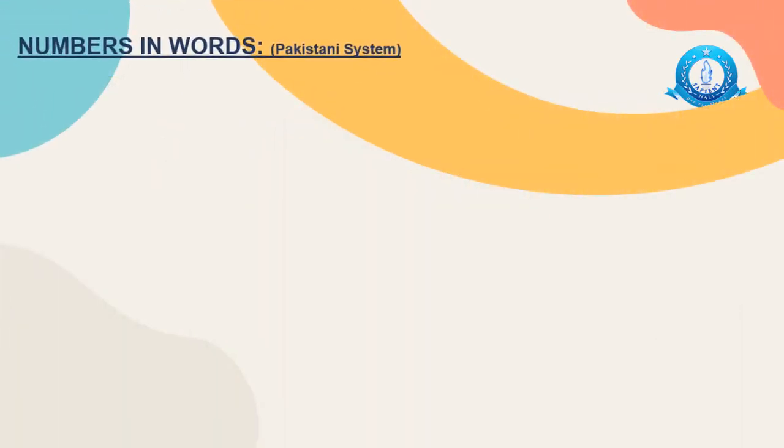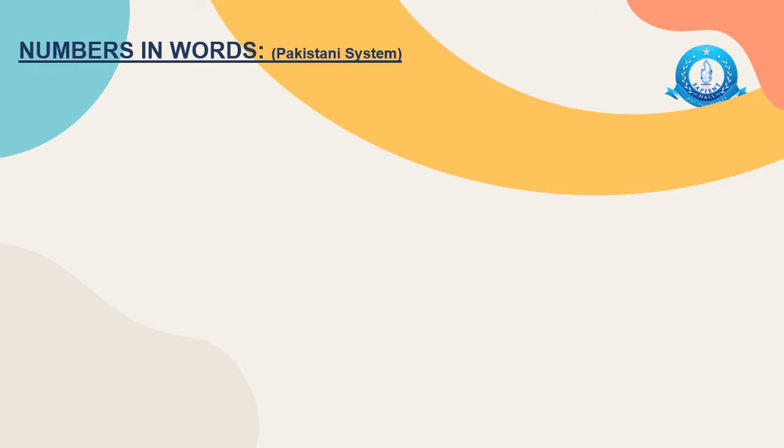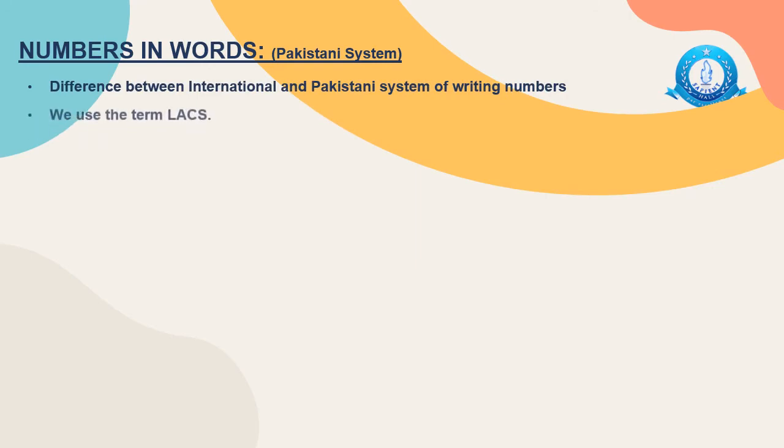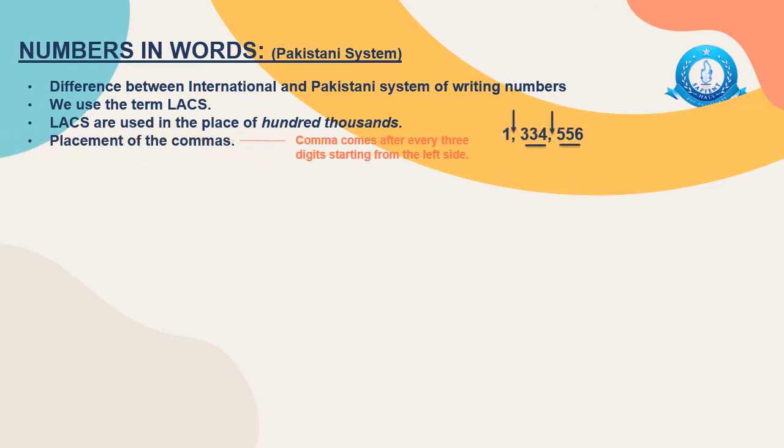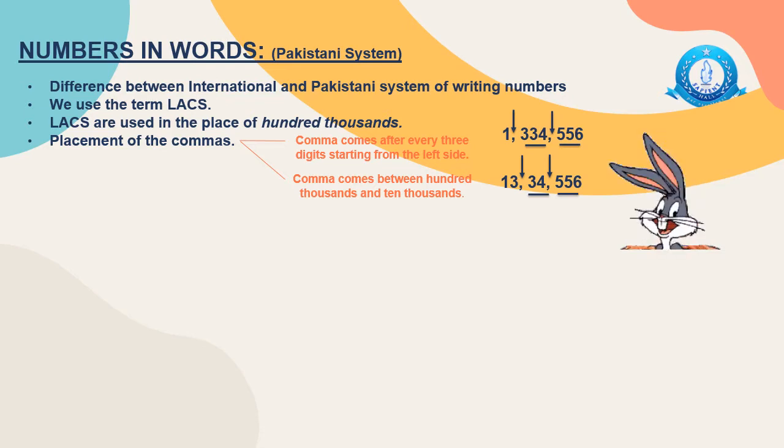Now that we have done the international system of millions, let's see what is the difference between this system and the Pakistani system. In Pakistani system, we use the term lakhs. Lakhs is the number in the place of 100,000s. So the main difference here will be the placing of the commas. In the international system, commas come between every group of 3 digits starting from the last digit. But in Pakistani system, the comma comes between 10,000s and 100,000s. So the first house has 3 digits, but the thousands house this time has 2 digits.